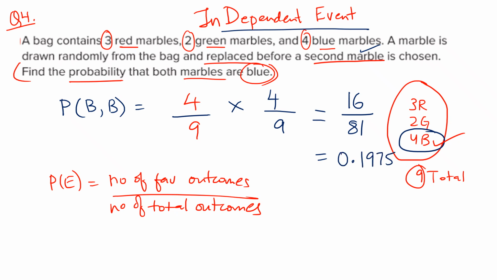0.1975, and if I want to convert to percentage, I multiply by 100. So this is going to be 19.75%. Now if the question says round off approximately, I can make it 19.8%. So this is going to be your answer for the independent events using multiplication rule.